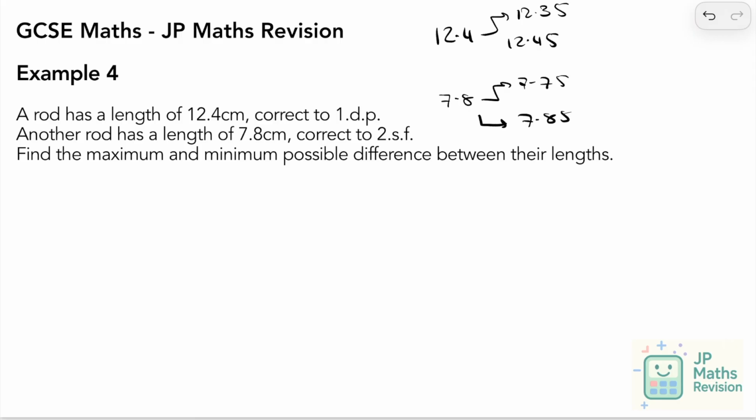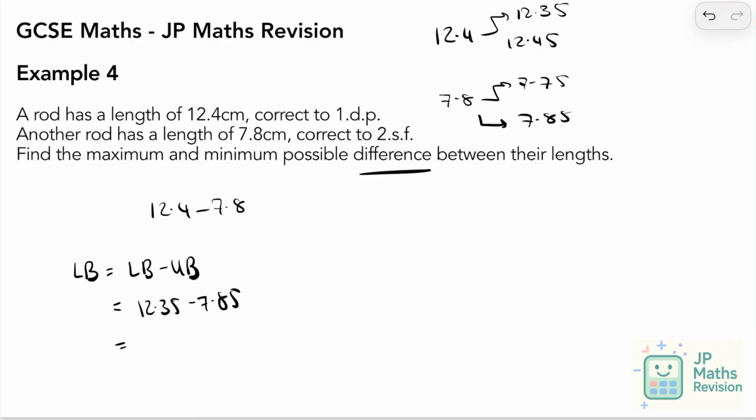So if I'm trying to find the upper bound for the difference, so the difference, what we're going to do is subtract them. So we're trying to do 12.4 minus 7.8, and we're trying to find the upper and lower bounds of that calculation. So if I want to find the lower bound to get the smallest possible number, I'm going to do the smaller number minus the bigger number. So I'm going to do the lower bound minus the upper bound. So that's going to be 12.35 minus 7.85.